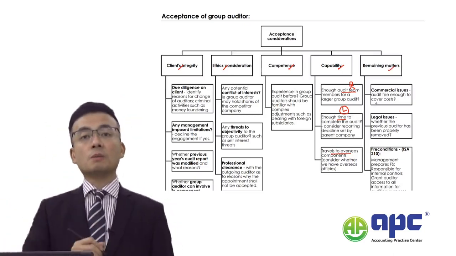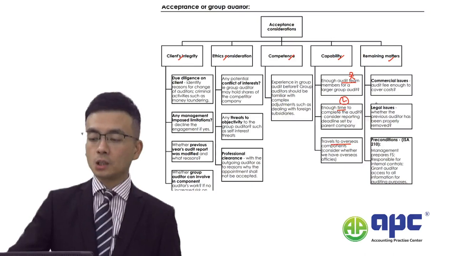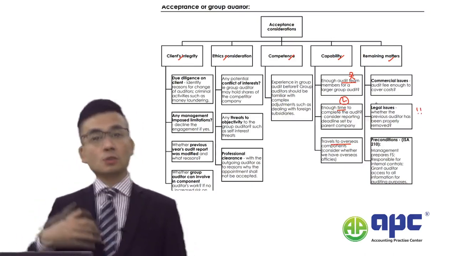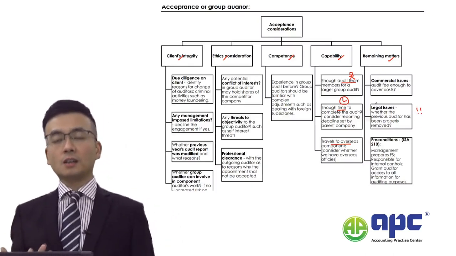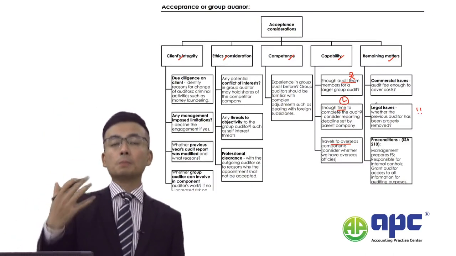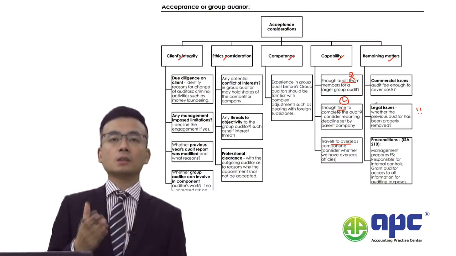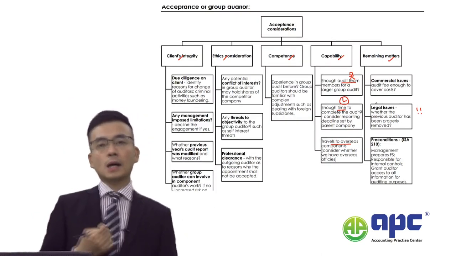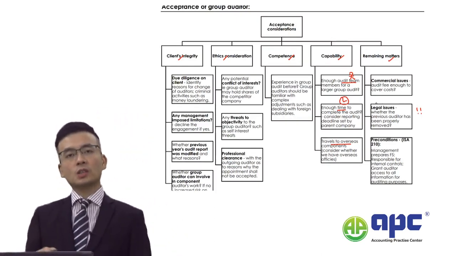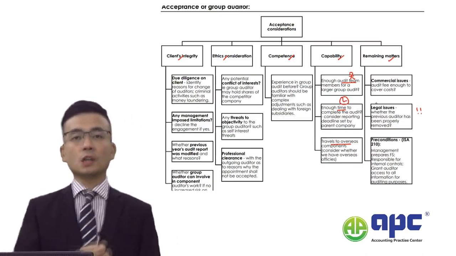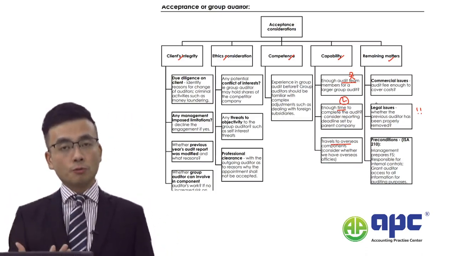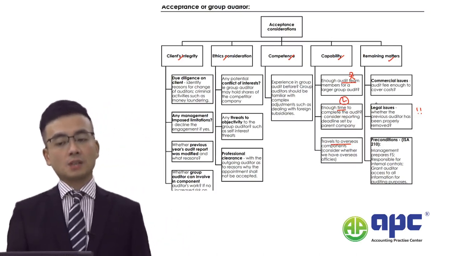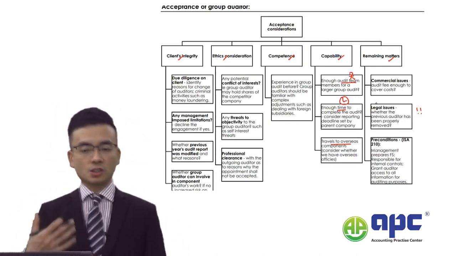And also you need to consider the remaining matters, particularly the legal issues, because usually, if you're the group auditor, nine out of ten times the company may be replacing the predecessor auditor with your firm. And if this is the case, then you need to consider whether or not the predecessor auditor, the previous auditor, has been correctly removed. If this is not the case, then you're unlikely to accept as the group auditor. You need to consider that.